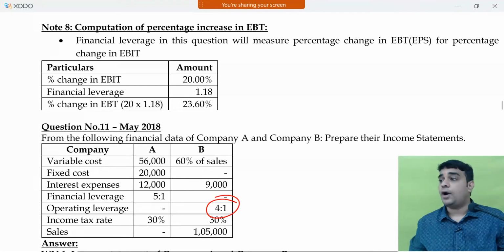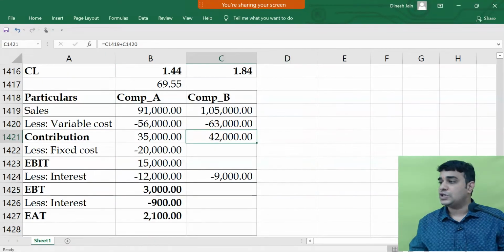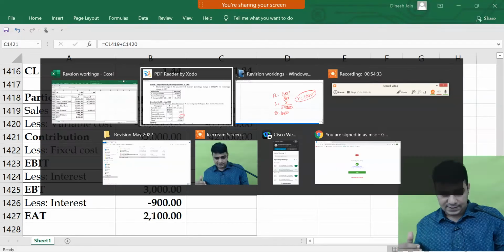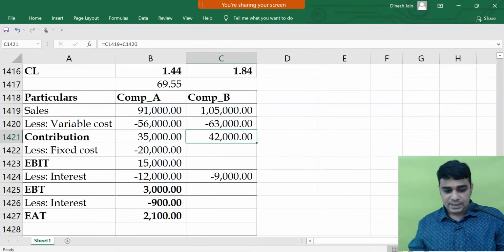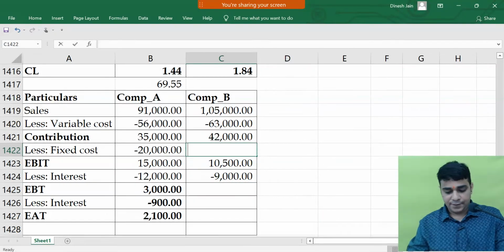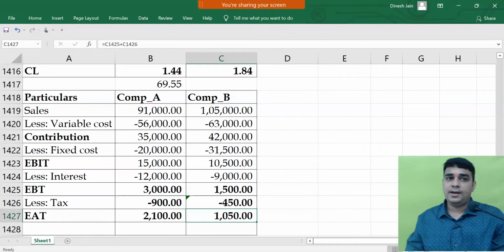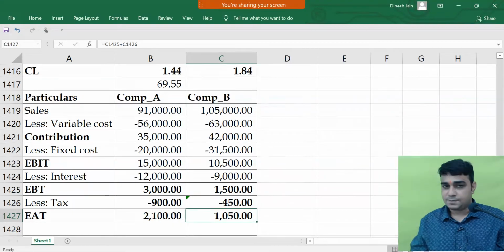OL. OL is contribution divided by EBIT. That makes it more simpler. Contribution is already there. 42,000 divided by EBIT is 4 times. So my EBIT is indirectly 42,000 by 4. Fixed cost, EBT, less tax and EAT. Clear? Any doubts on this part?